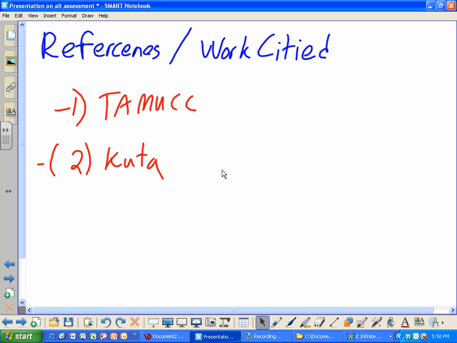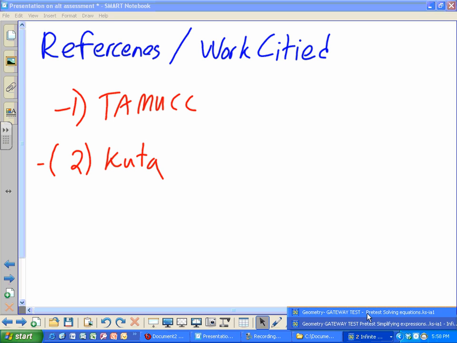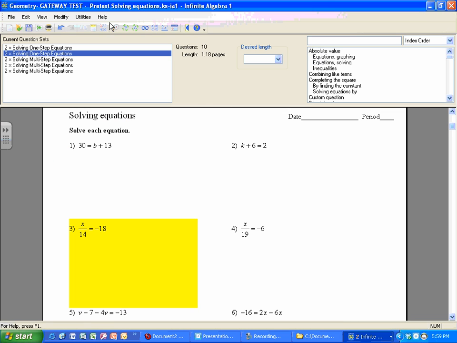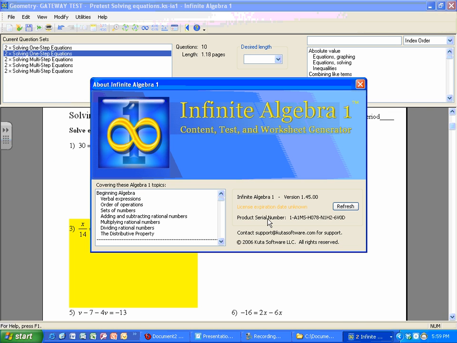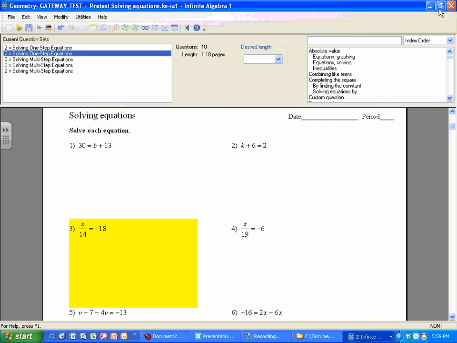References. Number 1, Texas A&M Corpus Christi for making up the gateway test. This is where I got my original idea from. The gateway test they used, and I just applied it to our high school setting. And number 2, Kuta for its convenience. It's a very, very good program, and if you want to know a little bit more about their Infinite Algebra program, here is their support email address if you ever want to contact them.